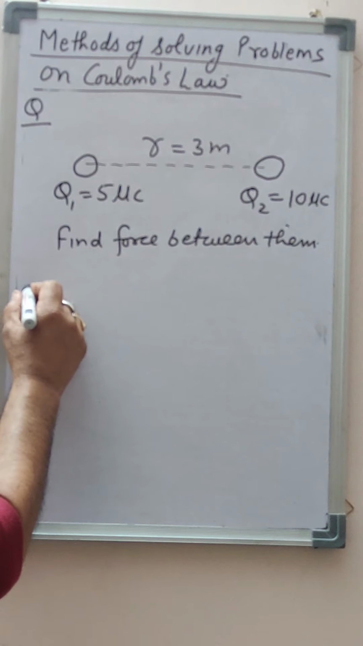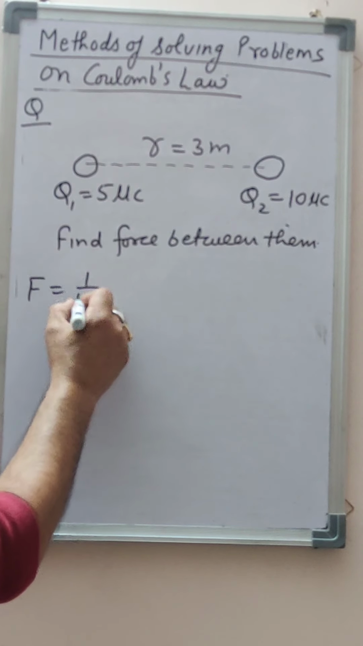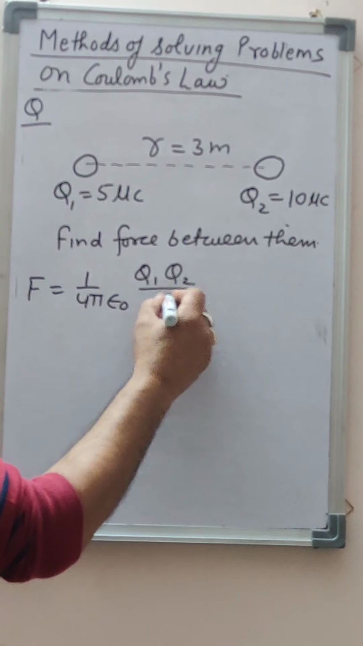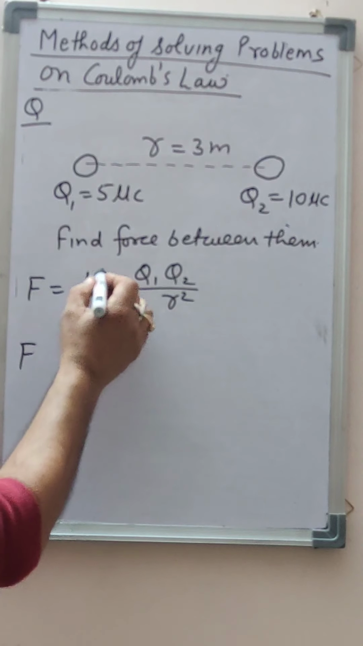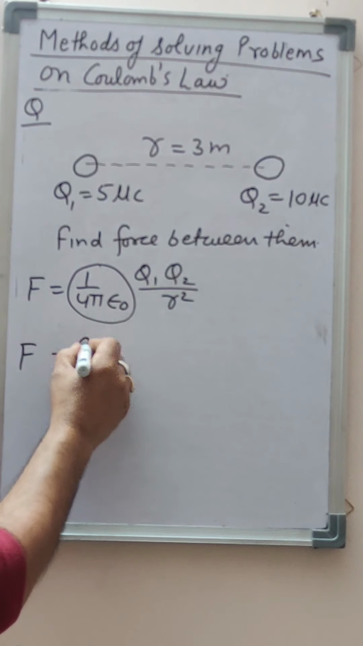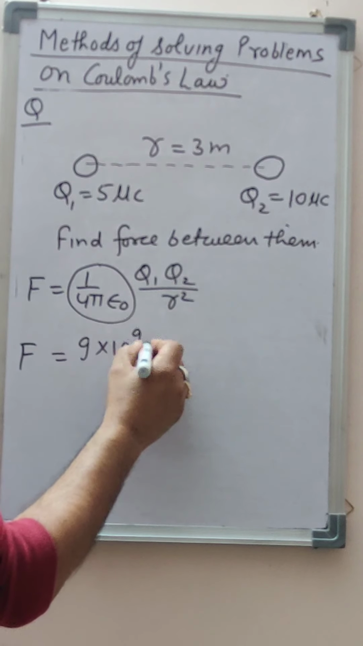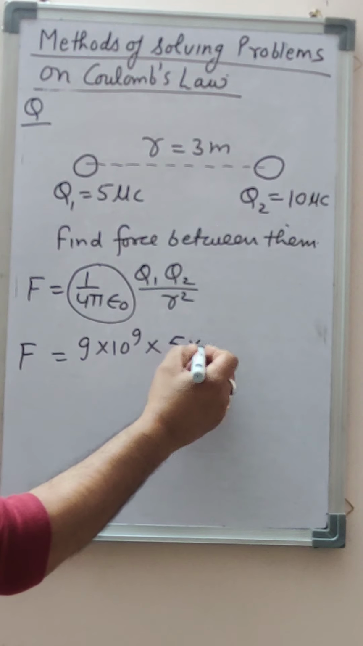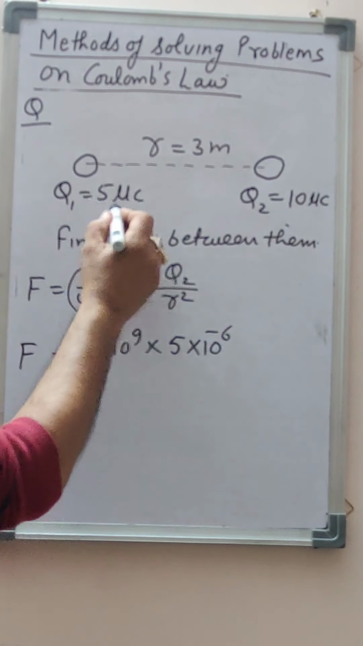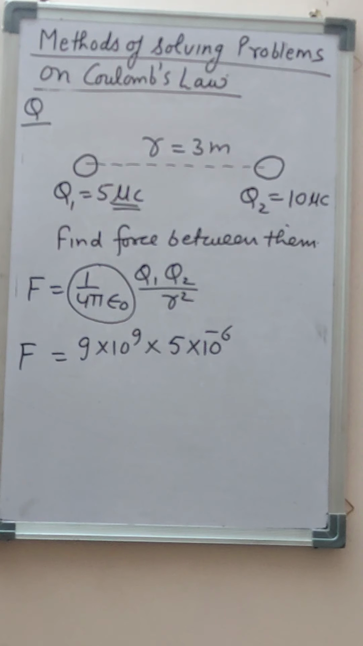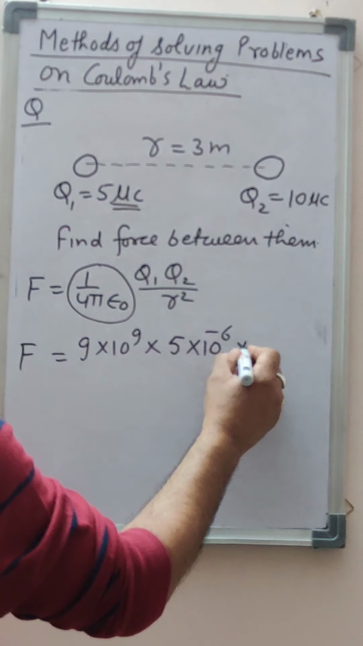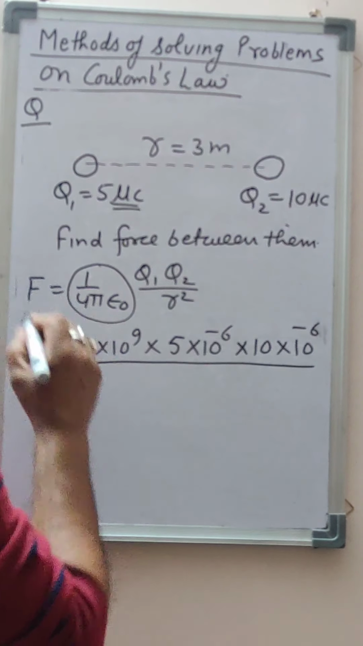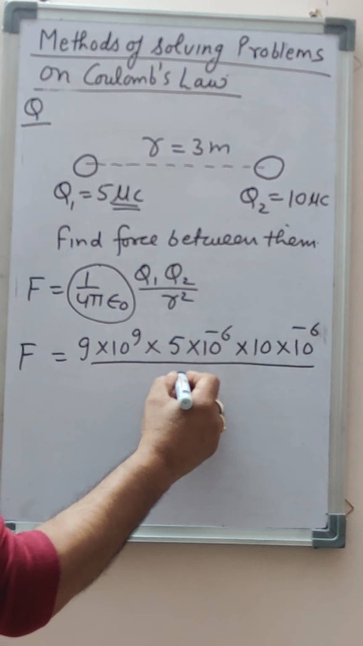So F is equal to 1 by 4 pi epsilon naught q1 q2 upon r square. This value is 9 into 10 to the power 9. Charge q1 is 5 microcoulomb, so 5 into 10 to the power minus 6. Micro means 10 to the power minus 6. q2 is 10 into 10 power minus 6 upon distance is 3 square.